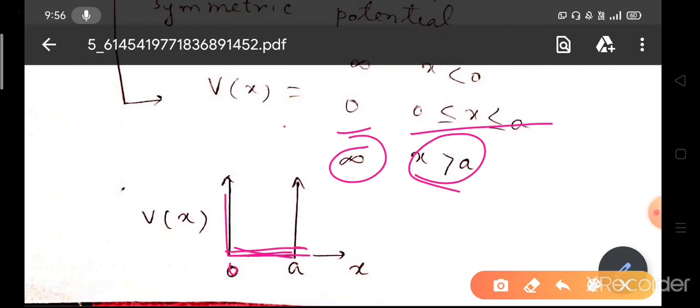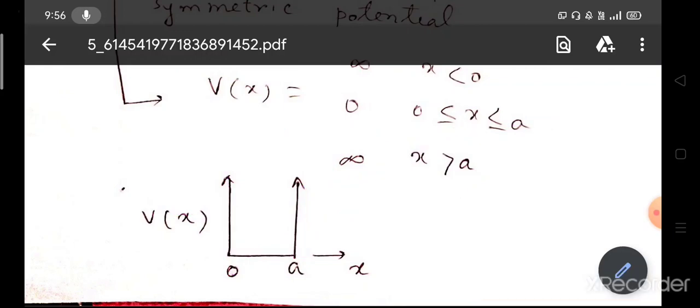So from 0 to a, V of x is 0, that is zero potential, and on this side or this side, that is, x less than 0 or x greater than a, V of x is infinite.